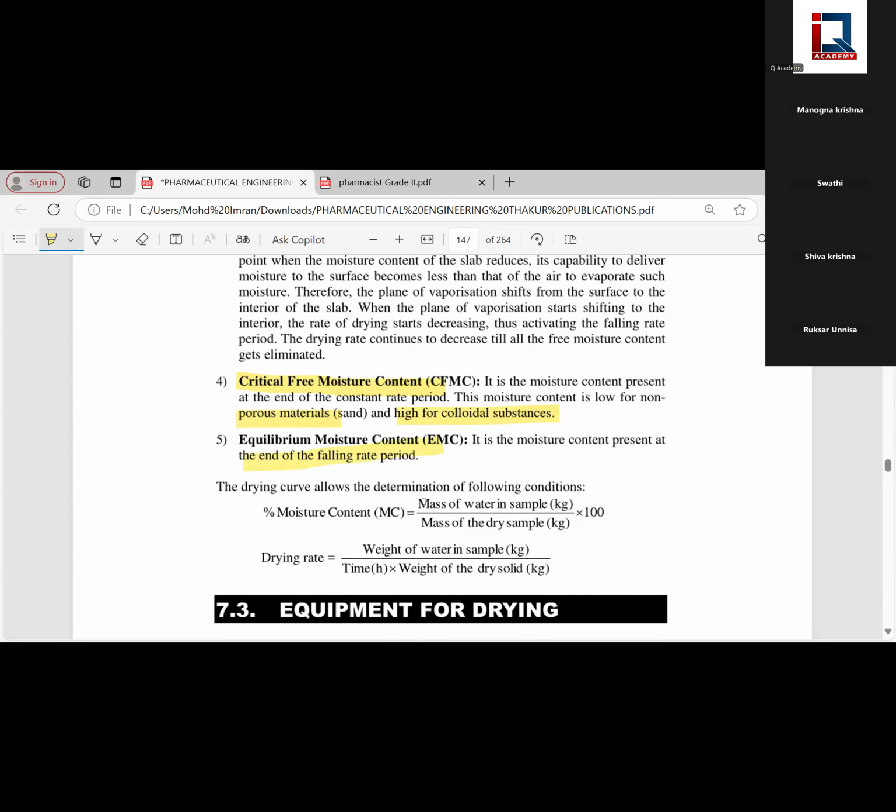Percentage moisture content, we already wrote the formula. Mass of the water sample over mass of dry air into 100.